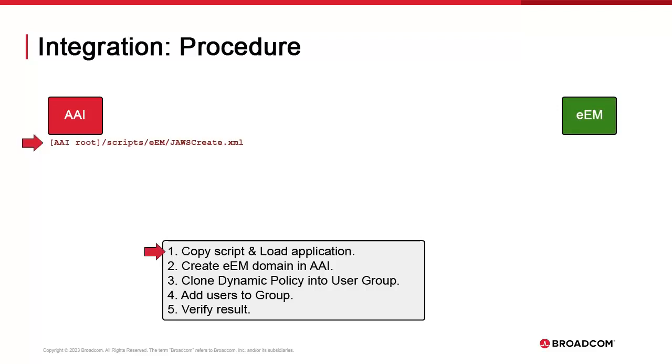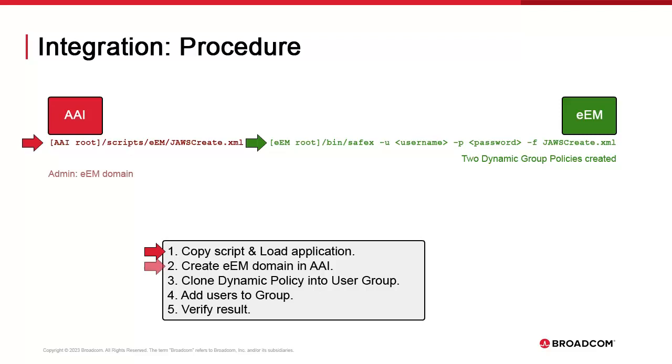We locate the JAWSCreate.xml scripts in the AAI root directory under Scripts eEM. We copy the script over to the eEM server under the eEM root directory in bin. Then we load the application in eEM using the safex commands with three options: an eEM admin account, its associated password, and the scripts. This creates two dynamic policies in eEM for sets of privileges that will be attributed to the two user groups, admin and non-admin, which is consistent with what we have in AAI.